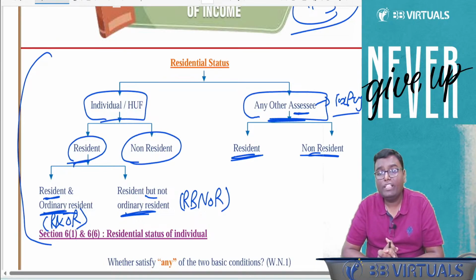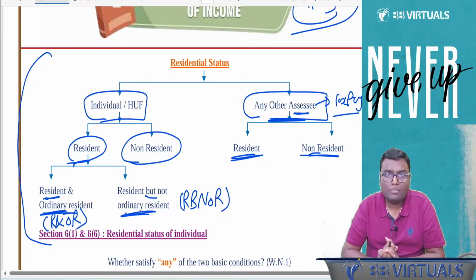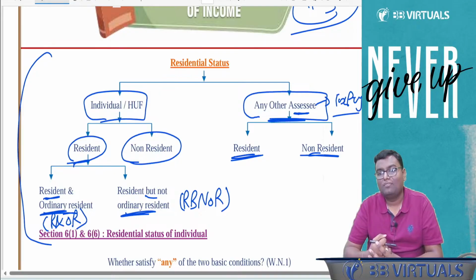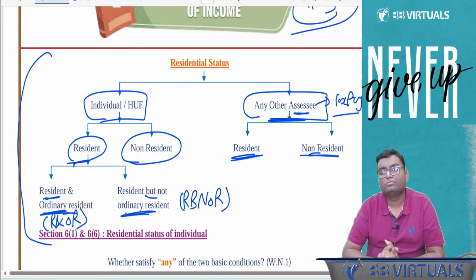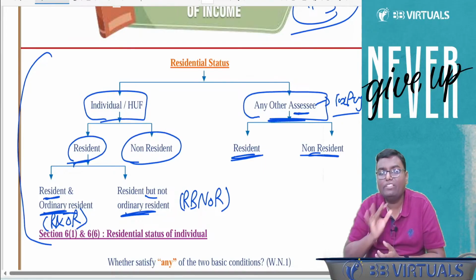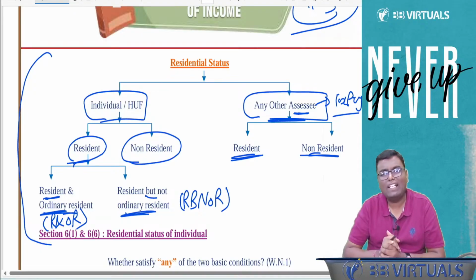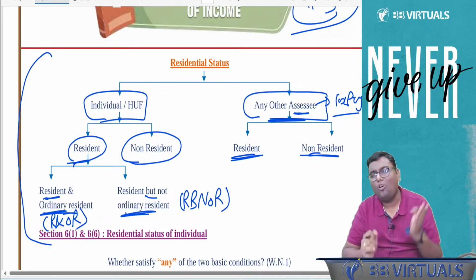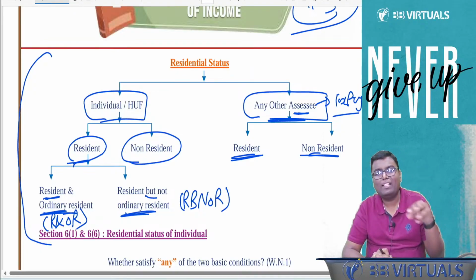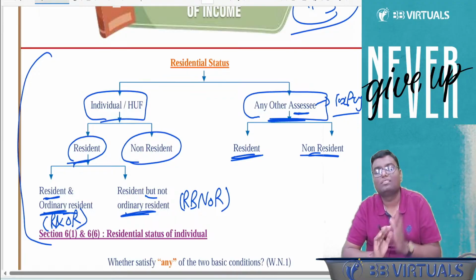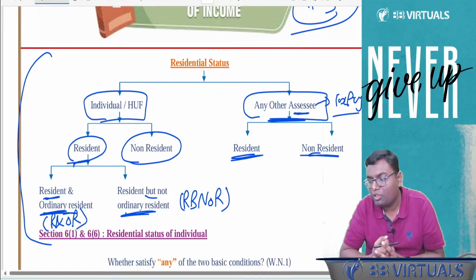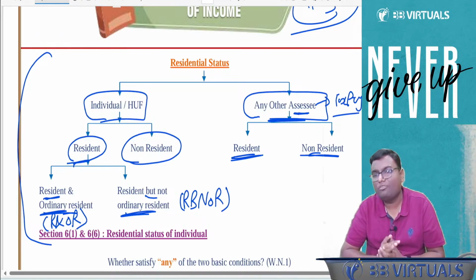Now see how to determine the residential status of each and every person. The method is different for an individual, and the method is different for HUF. But the most important is the residential status of an individual. If that is done perfectly, all other residential statuses are a matter of half an hour in total. The most important topic is the residential status of an individual.